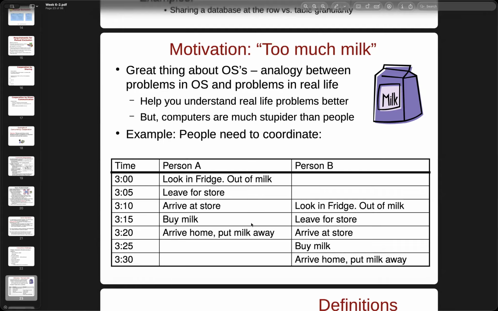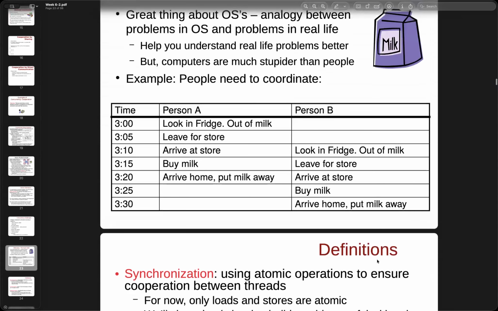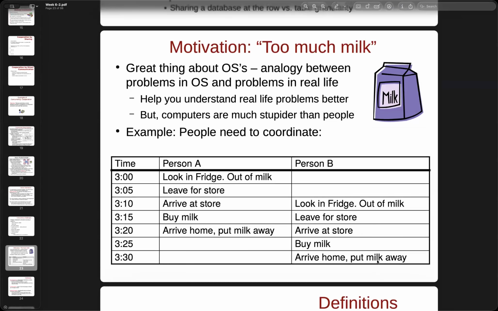But by this moment, person A has already bought the milk. When person B arrives at the store, person A has already arrived home and put the milk away. Then person B buys the milk, arrives home and puts the milk away. So right now you have two milks. That means that for the shared resource, only one should access it at a time. That is your critical section.